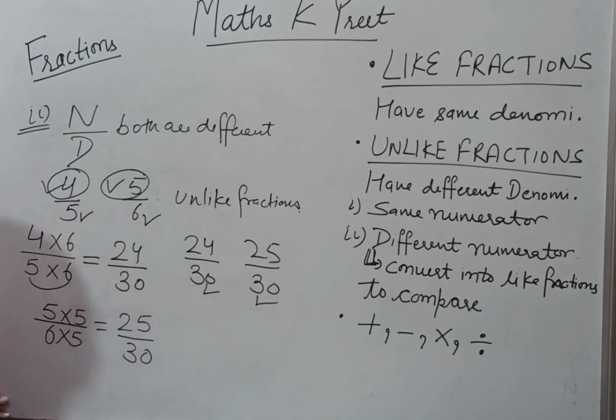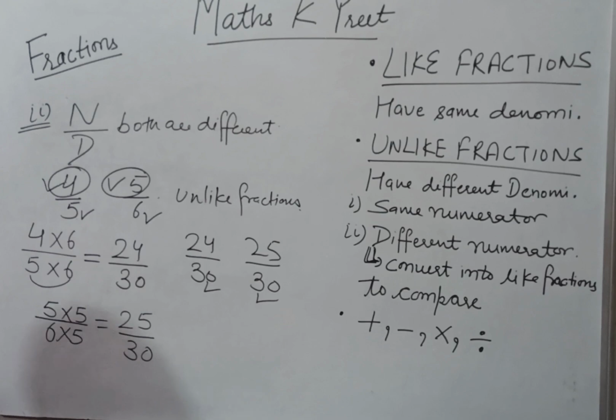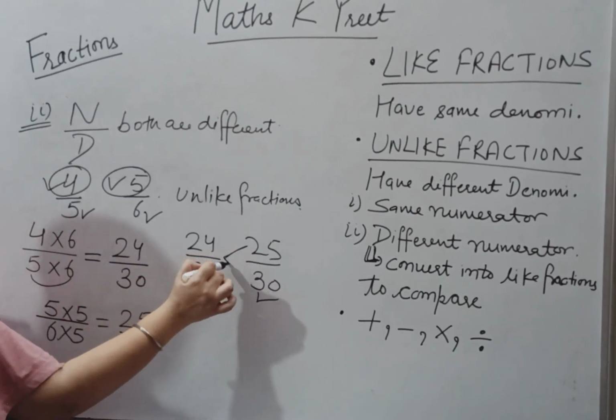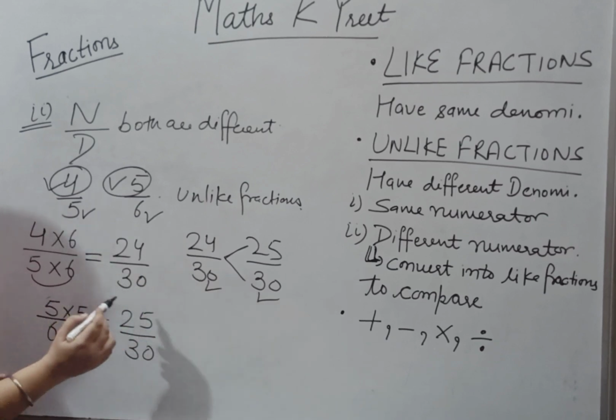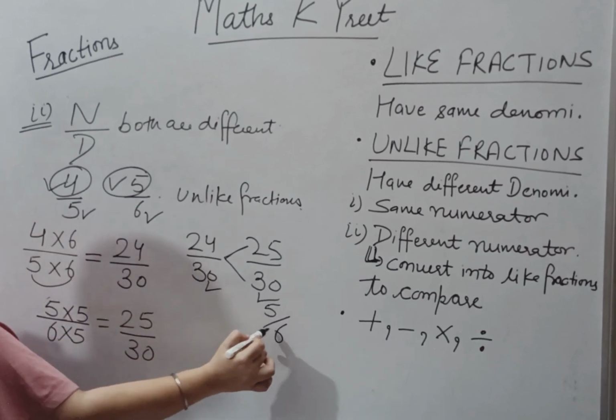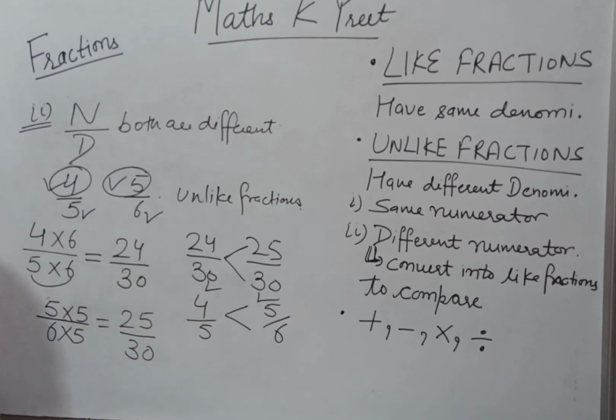Now the denominator is the same, so can we call these like fractions? Yes, these are like fractions. So in like fractions, as I have told you, the fraction with the bigger numerator is greater. So here this fraction is greater. This was the result of what? 5 by 6. This is 4 by 5. So 4 by 5 is less than 5 by 6. This is how we can compare unlike fractions having different numerators as well.